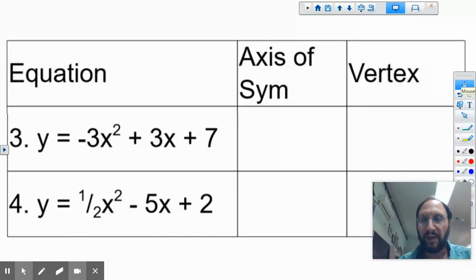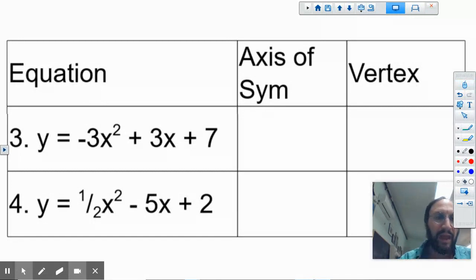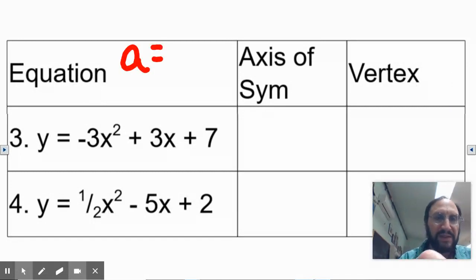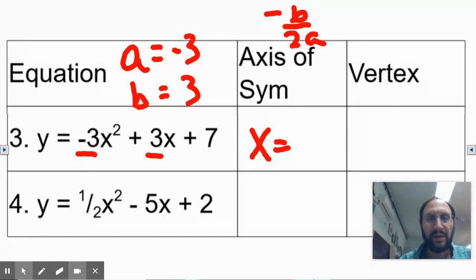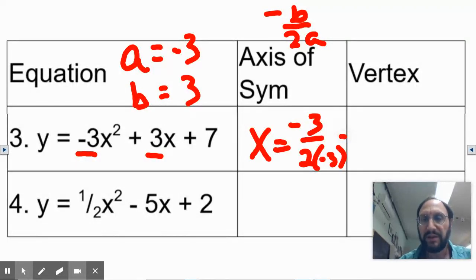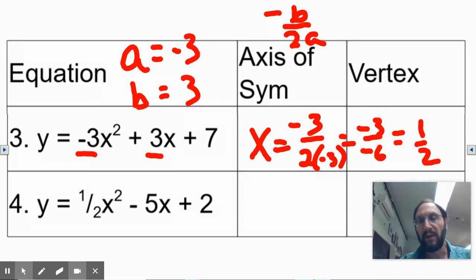So for instance, on the first one here, the a value is -3, and the b value is +3. That's this thing and this thing. So the axis of symmetry is the opposite of b. Remember, the opposite of b over 2a. The opposite of b would be the opposite of +3, which is -3, over 2 times a, which is also -3. So in this case, we have -3 over -6, which is 1/2. So the axis of symmetry for this problem is x equals 1/2.